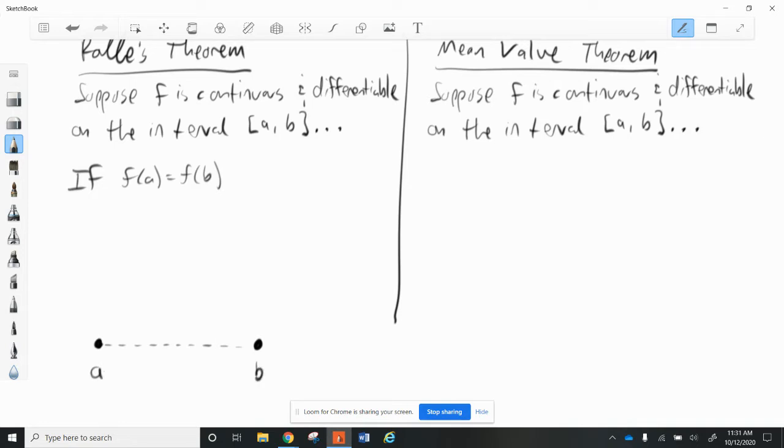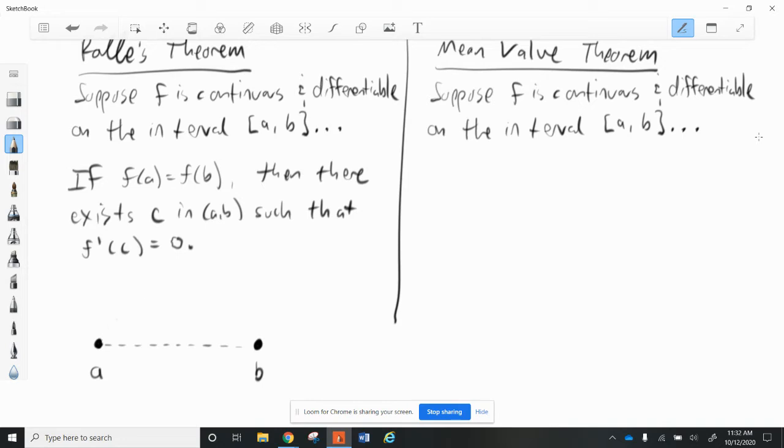If those are equal to each other, then there will exist a number c in the interval from a to b such that f prime of c is guaranteed to equal 0. Okay. Now this all is only guaranteed because the function f is continuous and differentiable.